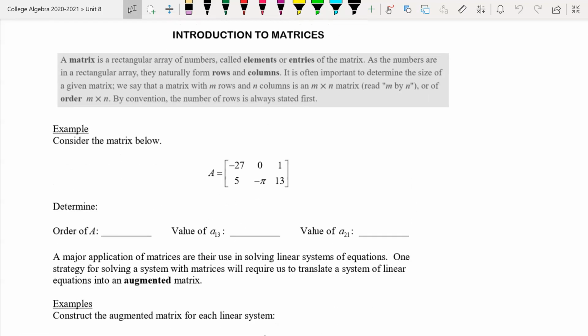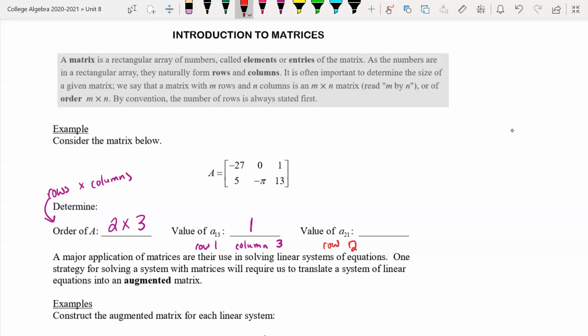Order, remember, of a matrix is rows by columns. So your order of this matrix A is 2 by 3. Now the value of A13 means you go to row 1, column 3. So I'm in row 1, column 3. That number is a 1. So with the first row over to column 3, there's a number there.